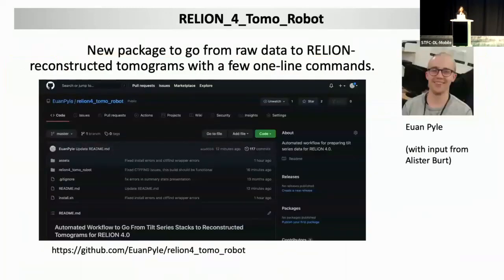So Ewan in my lab has written this program, and here I want to acknowledge Alistair as well, because he had a lot of input into this, and Ewan has also taken some of his scripts from before. He's called this Tomo robot. The idea here is to go from the collected data up until having a series of files that are ready to go in RELION 4 in a few standardized commands. This is available on GitHub if anybody is interested.